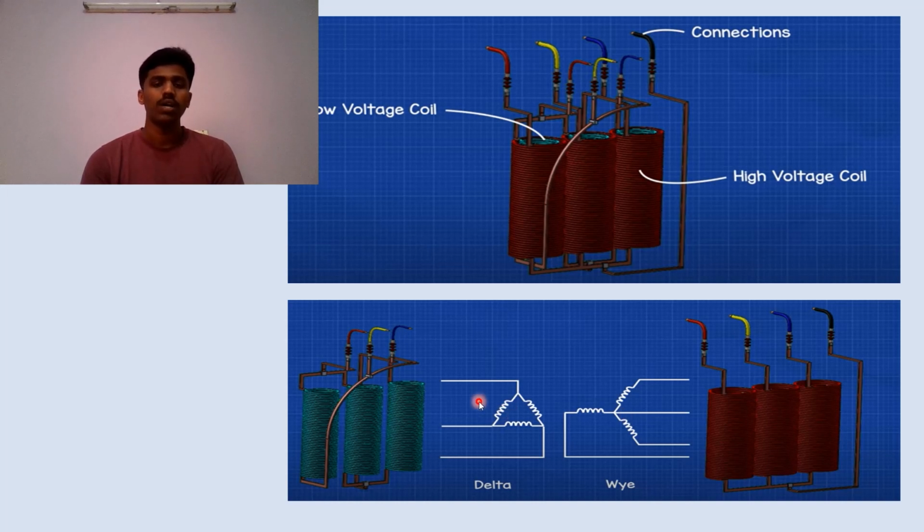So in delta Y configuration, the primary coil is connected in a delta format and the secondary coil is connected in a star format. And the center point where all the connectors meet in star configuration is often grounded. And this is also used to take the neutral point from the center point.